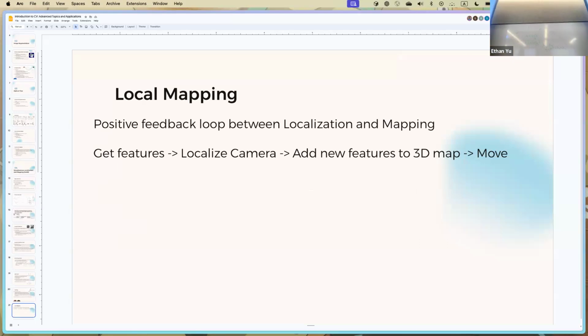And now that basically gives us all the components that we need for SLAM. So in the beginning, we get features and we use structure from motion to create the map. And then we move, we get the features from the new location, we localize our camera using PNP, and we add new features that we saw in that frame that we didn't see in previous frames, because we could use those to help localize ourselves in the future. We add those features to our 3D map, the 3D locations of those points, and then we move, and then we just keep doing that.